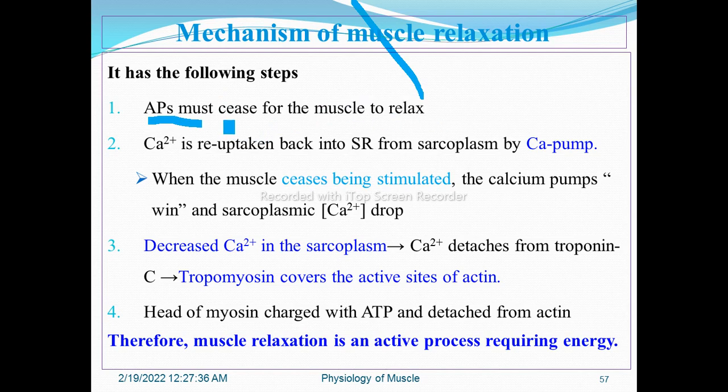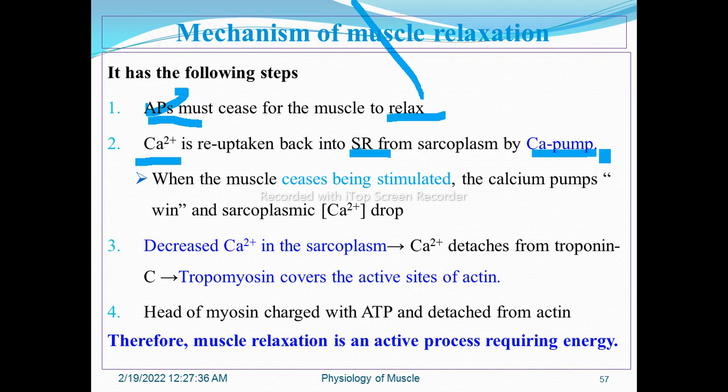If there is an action potential or impulse, that will stimulate the muscle. So to be relaxed, the action potential must stop for a while. The other important step is that calcium should be taken back into the sarcoplasmic reticulum from the sarcoplasm by the calcium pump. As you know, calcium is stored in the sarcoplasmic reticulum.